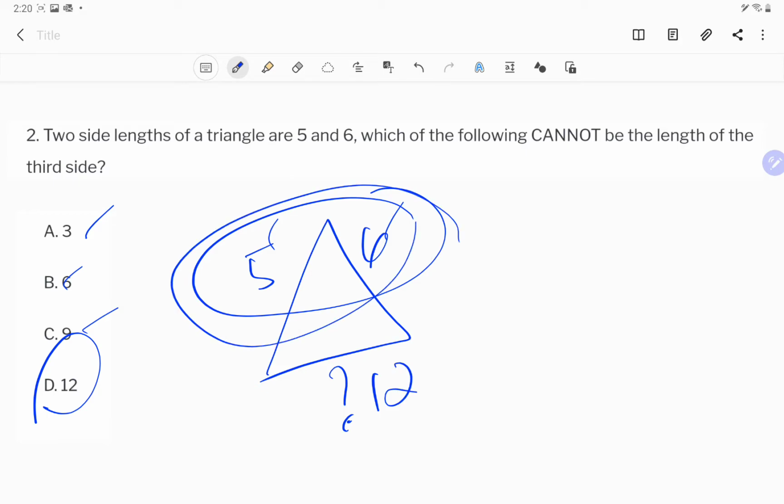That means letter D cannot be the possible length of the third side, because according to the properties of a triangle, the sum of the two sides of a triangle must be greater than the other side of the triangle, which is not possible because this one is bigger than the sum of this one. So the answer for number 2 is 12.